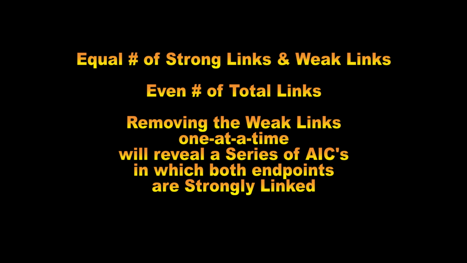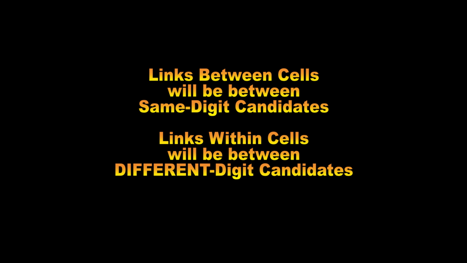In a continuous loop, there will always be an equal number of strong links and weak links, which will always result in an even number of total links. If you remove the weak links one at a time, you will see that it is simply an interlaced series of AICs in which both the endpoints are strongly linked. The links between cells, i.e. from one cell to another cell, are always going to be between same-digit candidates, and the links between different digit candidates can only be within cells.